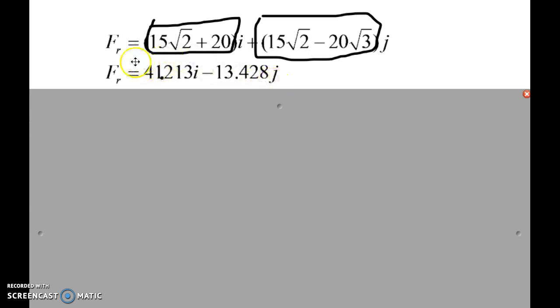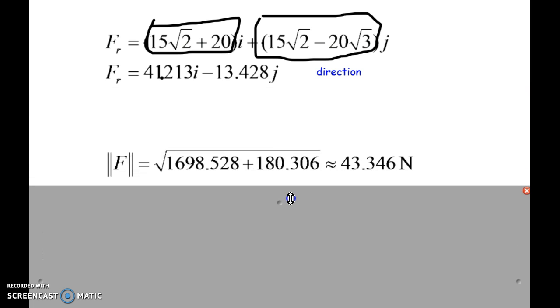I am now going to use these values of the result vector to find the magnitude. This is actually the direction. So written in this form right here, this is the direction of the result vector. So it's going 41.213 to the right and down 13.428.